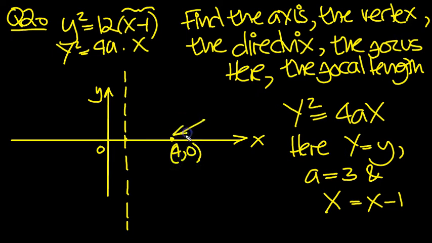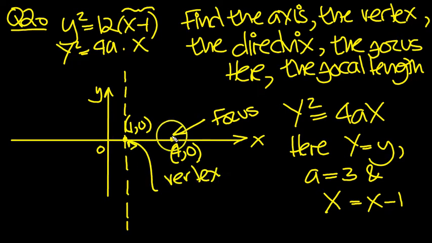And this is our focus, and that's the vertex here. Now if we come back, this is 4 and this is 1, so if we go forward 3, or go back 3 to minus 2, this is the directrix here.